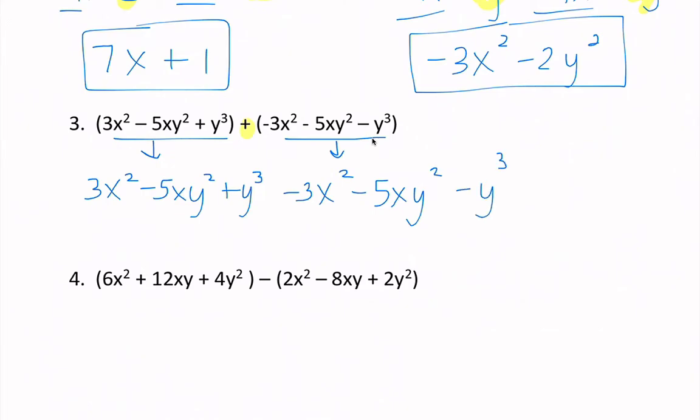Okay, so now what I do, I need to combine my like terms. I have 3x squared and a -3x squared. I notice that those are opposites. Opposites cancel. So now I'm going to look at my xy squareds. I have xy squareds here. I have xy squareds here. Guys, those are not opposites. A -5 and a -5 is going to give me a -10. So I have -10 xy squared.